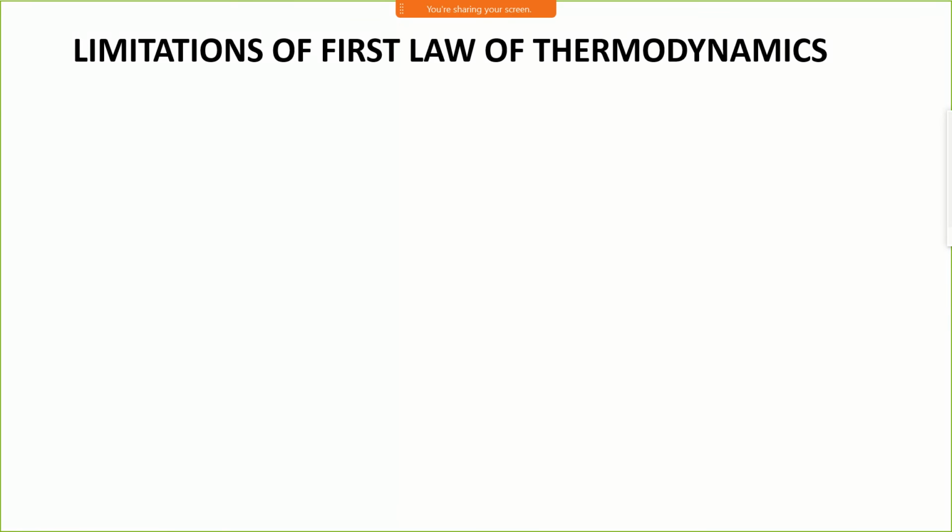Now, limitations of the first law of thermodynamics. What are the limitations of the first law of thermodynamics? The first law of thermodynamics tells that heat and work are mutually convertible. This means we can convert heat energy into work done or work done into heat energy. But complete conversion of heat energy into work done, or work energy into heat, is not possible. Therefore, we have incorporated change in internal energy. Therefore, Q is equal to change in internal energy plus work done.